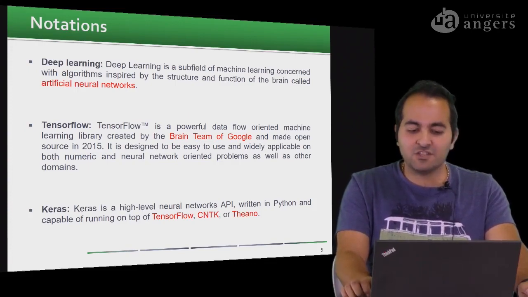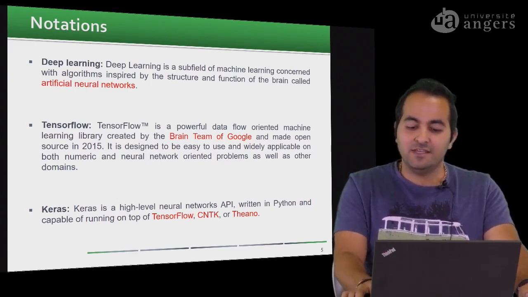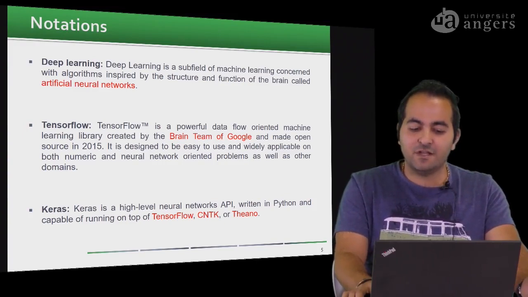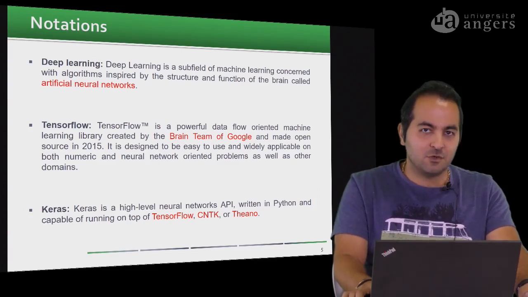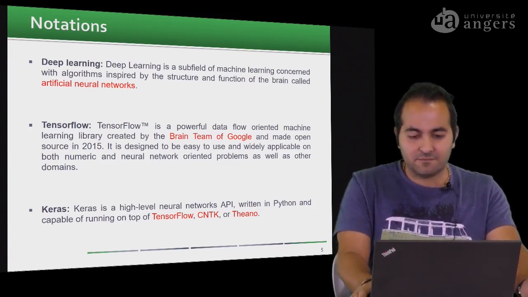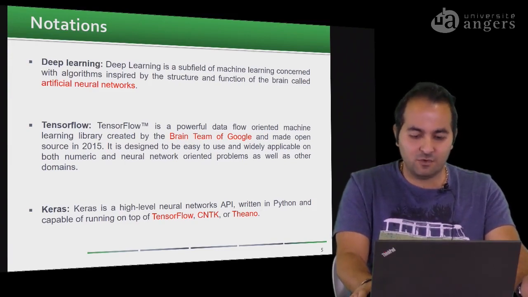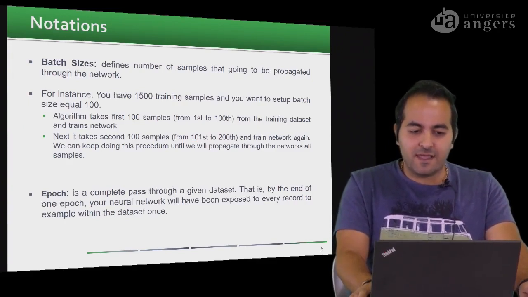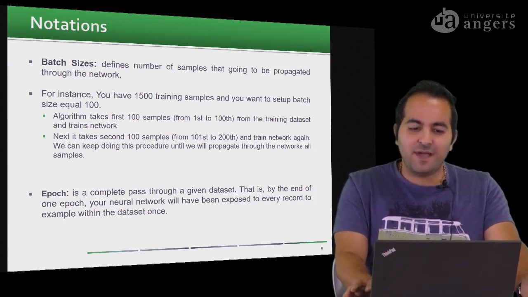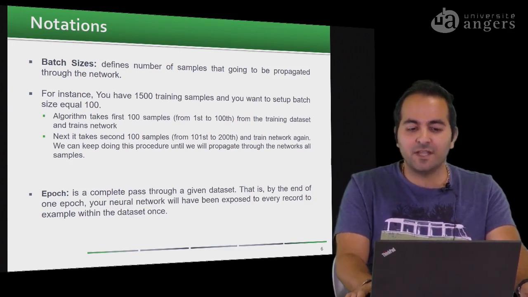And then we will use Keras. Keras is a high-level neural network API written in Python and capable of running on top of TensorFlow, Theano, and CNTK. So these are the three platforms for writing your code in deep learning. The next term is the batch size. The batch size defines the number of samples that are going to propagate through the network.